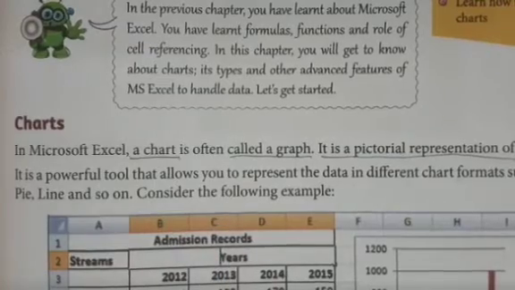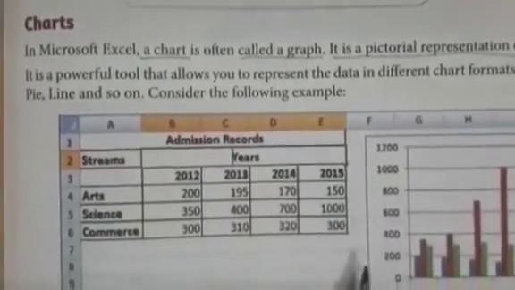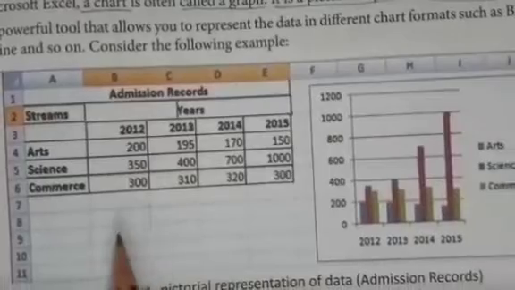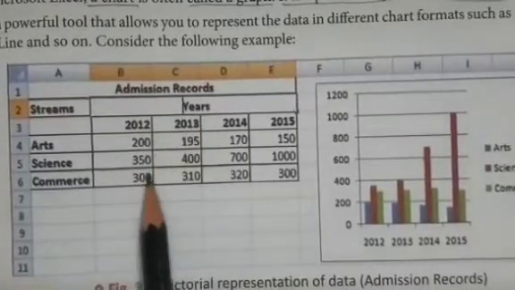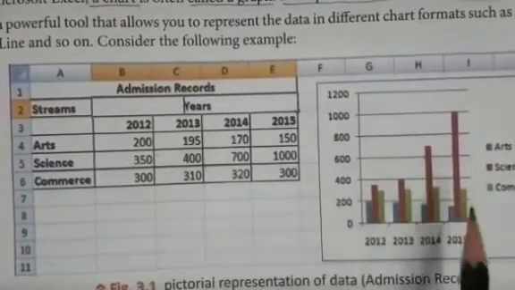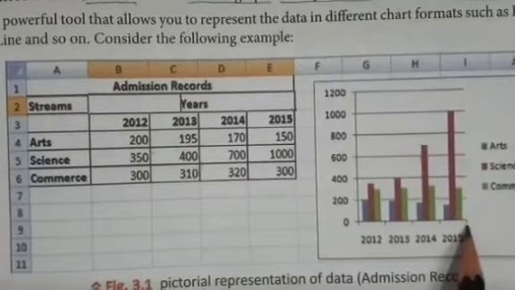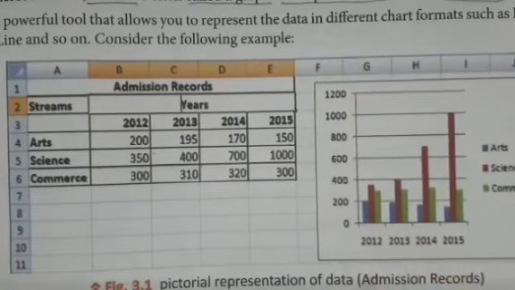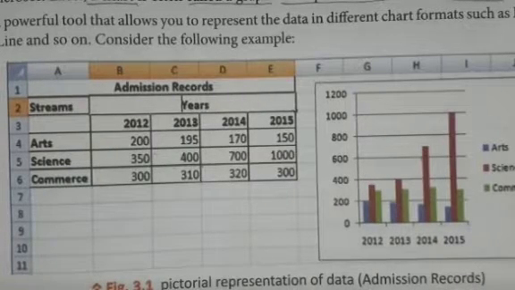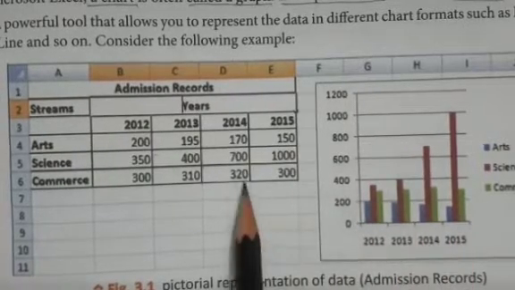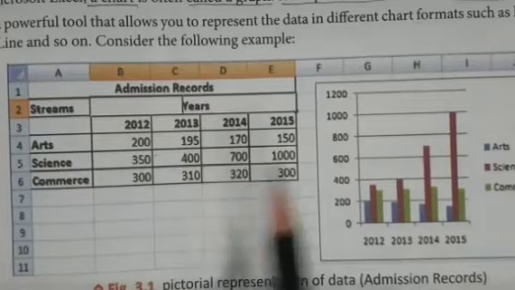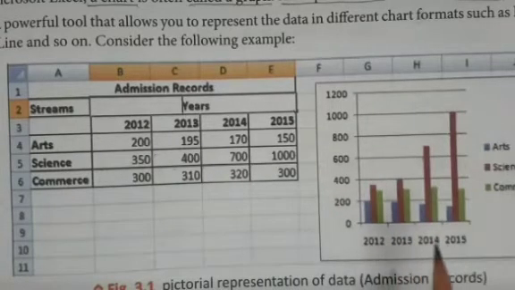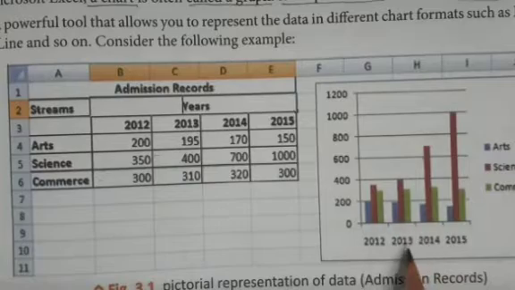Let us see this example. In this example, the tabular data of admission records is presented in the column chart, which helps in understanding the data better than just by looking at the numbers. If it is represented in a chart form, data is more understandable and readable.